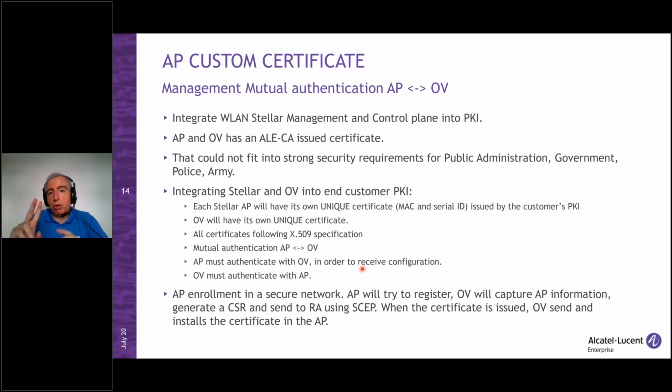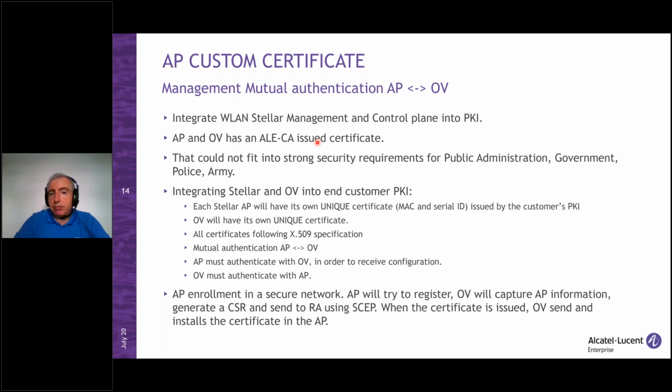Now let's finish with two more points that are related with security, but not with the encryption or integrity and these kind of things. What about the management plane? We know that all our APs and OmniVista have an Ali CA issued certificate, so both can talk because they both exchange the certificate and agree. You have one from my CA. I am OV. You know that I am certified by the same CA. Everything is fine. Let's talk together.